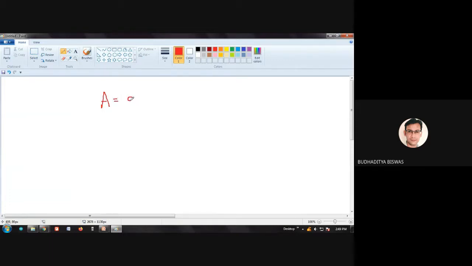This one, a plus jb. What is the representation name? A complex number can be represented in another way, which is called r angle theta. One representation is a plus jb, another is r theta.